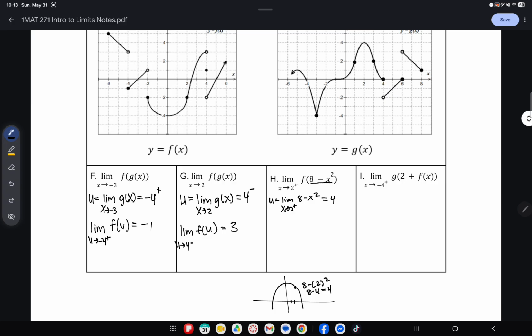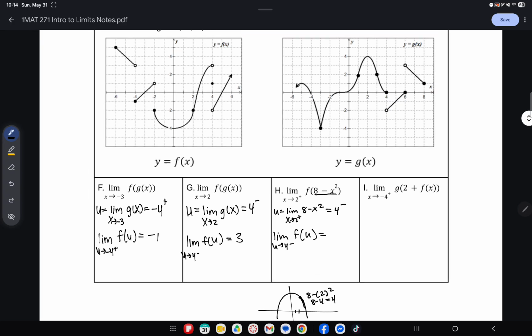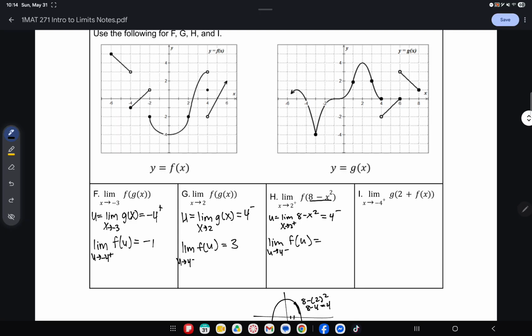And since we're looking at the directional side of it, we're only looking at from below. So when I go to do the outside limit, the limit as u approaches 4 for f, I go into f. I'm going to look at 4 from the left, which is 3.